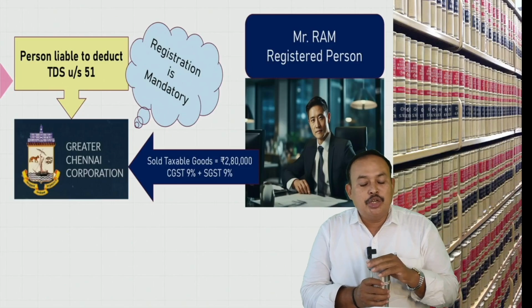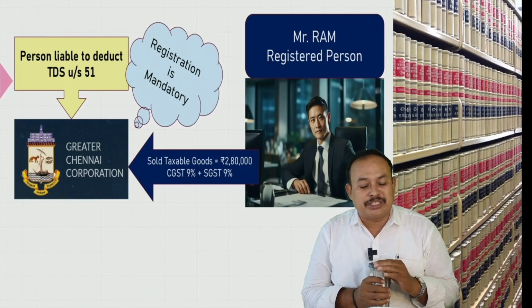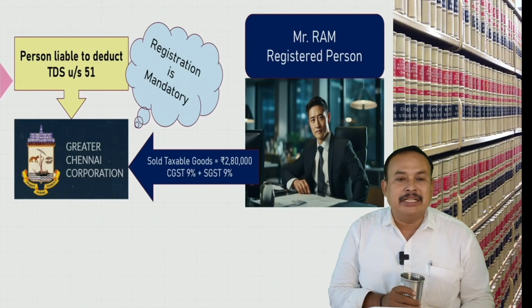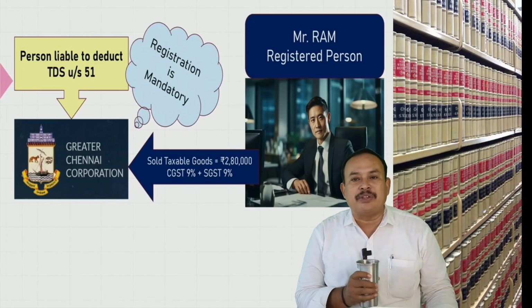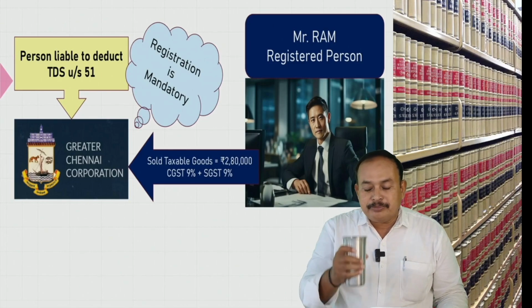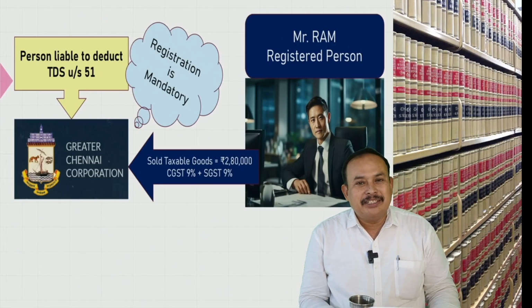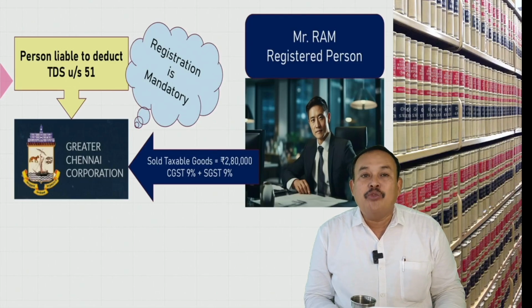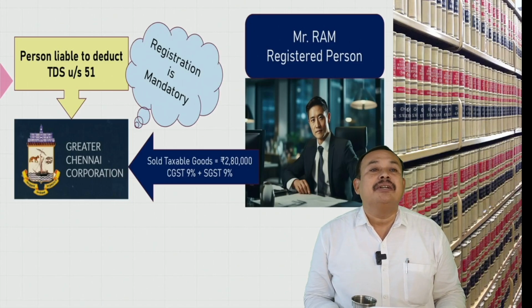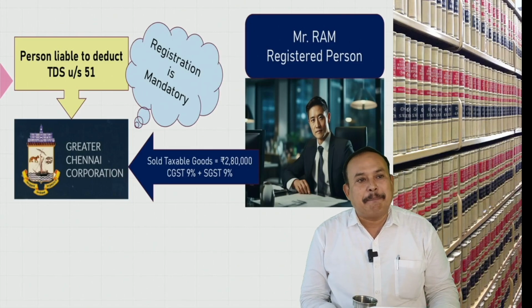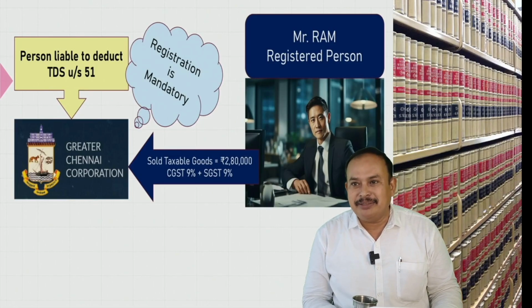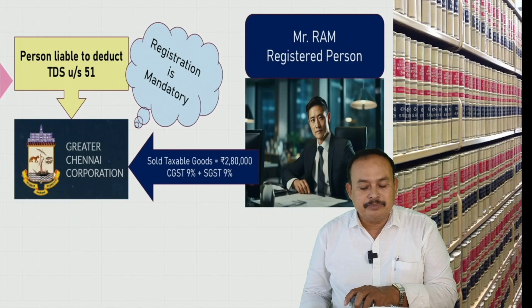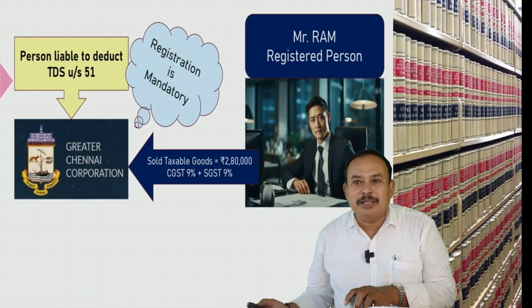Mr. Ram Rishabhasan sold taxable goods to Chennai Corporation for 2,80,000 plus GST at 9% CGST and 9% SGST. Who is the seller of the goods? Who is the buyer of the goods? Therefore, the supplier is Ram, the recipient is GCC. GCC is liable to pay TDS. For GCC, registration is compulsory. That's it. It is a separate registration. Get my point? Further, let me complete this list, then I will give the break.